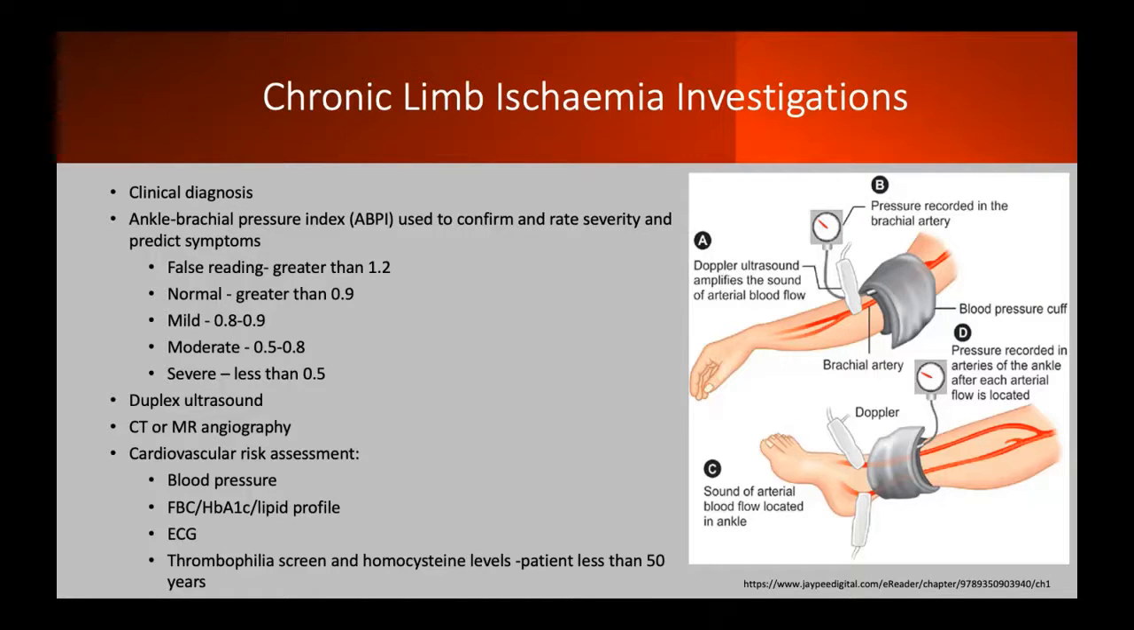So you can do a cardiovascular risk assessment. That includes blood pressure, blood glucose, lipid profile, and ECG. And if the patient is less than 50 years and you can't really see a clear cause, a thrombophilia screen and homocysteine levels can be checked as well.